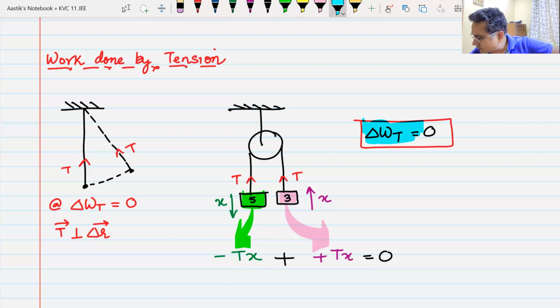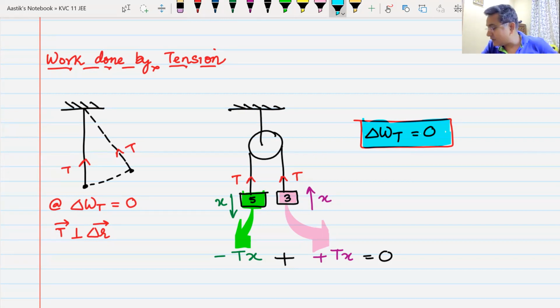Have we done this before? Yes, do you remember this? Oh, that's a surprise. I thought that you will say no. Where did we do this? Constrained motion. So we did something like constrained motion. I forgot. I hope everyone remembers it.